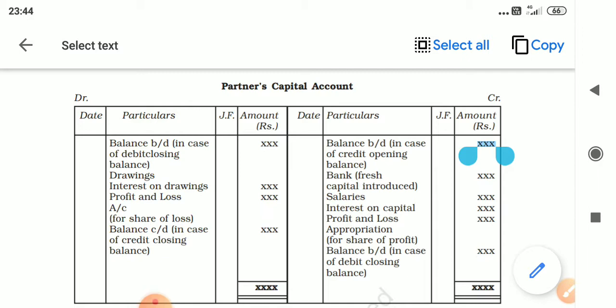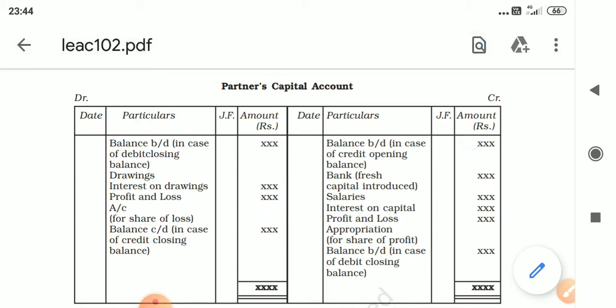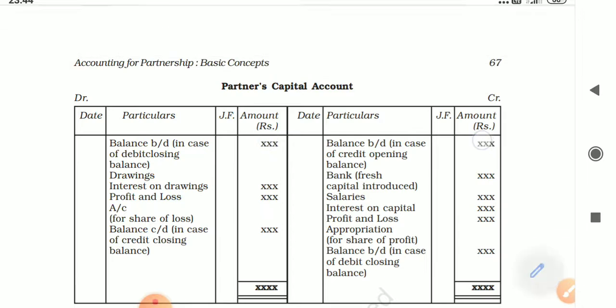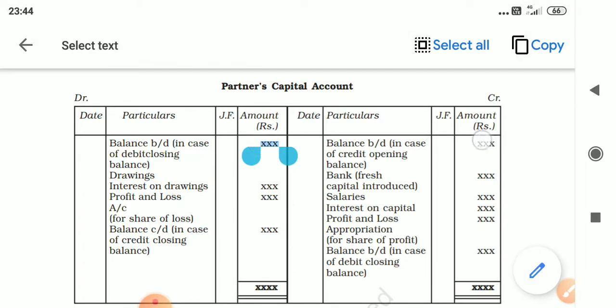But in some cases, if the partner's capital account is appearing on the asset side of the balance sheet, then the opening balance will come in the debit side. So these two cases are either or. Both will not come in the same account. Either it will be a credit side balance or it will be a debit side balance. 99% of the times it will be a credit side balance.